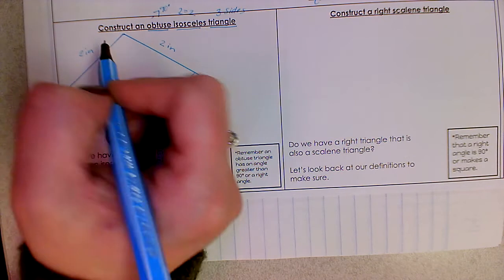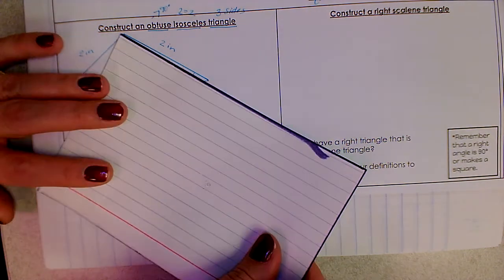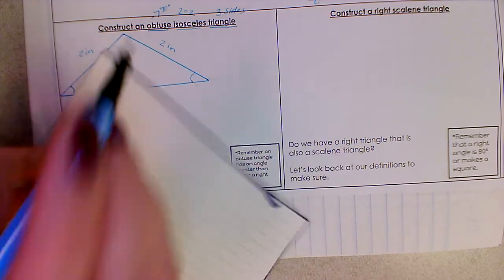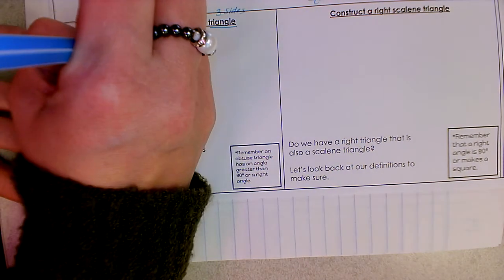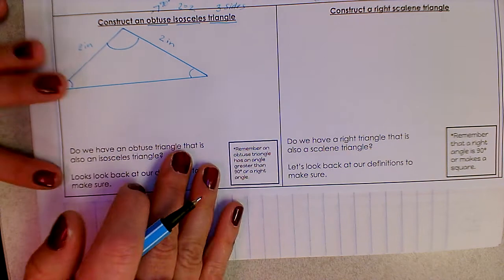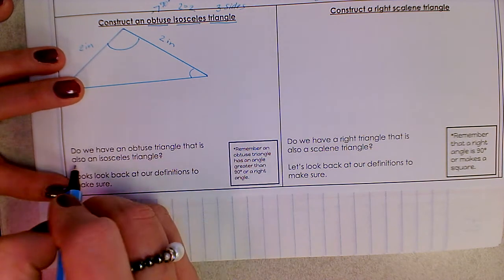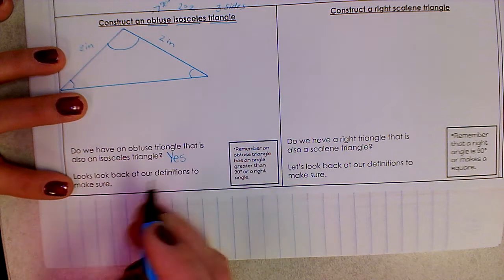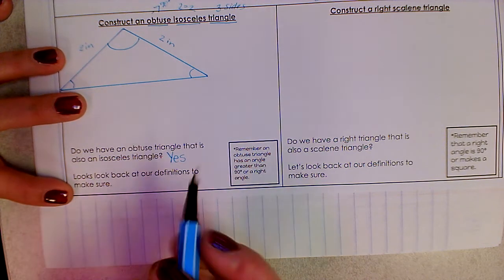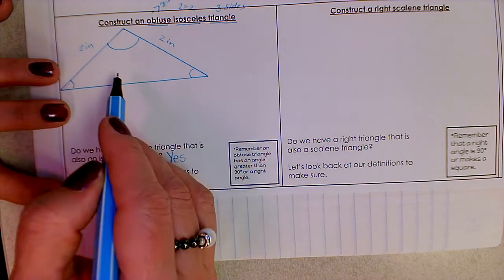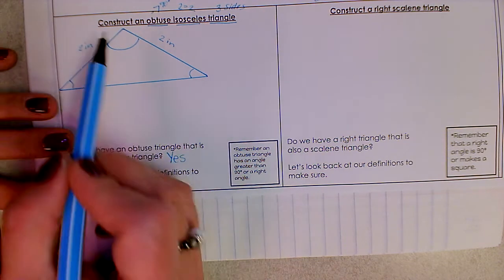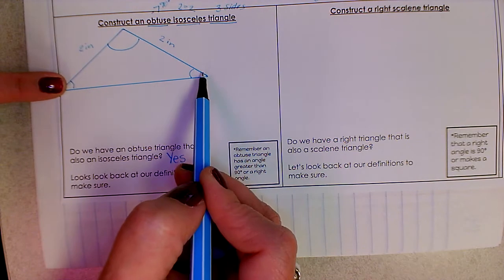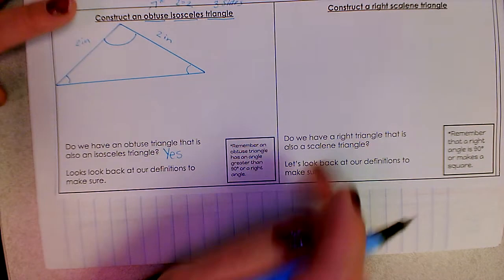Well, let's look. Was this one? Let me pull out this. Did it go straight down? Ooh, it's larger than a right angle. So, is this angle obtuse? Yes. So, did we construct one? It says, do we have an obtuse triangle that is also an isosceles triangle? Yes, we do. It says, let's look back at our definitions to make sure. And that's what we kind of did just now. Okay? So, we constructed an obtuse isosceles triangle. It has 2 sides the same length, but it's a triangle with 3 sides.